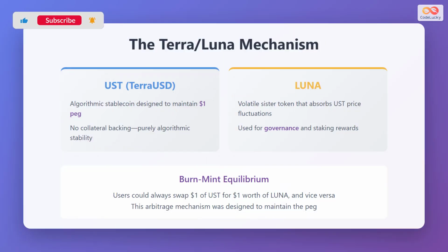The Terra Luna ecosystem consisted of two tokens. First, UST, also known as Terra USD, was the algorithmic stablecoin designed to maintain a $1 peg. It had no collateral backing whatsoever. It was purely algorithmic. Second, Luna was the volatile sister token that absorbed UST price fluctuations. Luna was used for governance and staking rewards in the ecosystem. The system worked through what's called a burn-mint equilibrium. Users could always swap $1 worth of UST for $1 worth of Luna, and vice versa. This arbitrage mechanism was the foundation designed to maintain the peg.